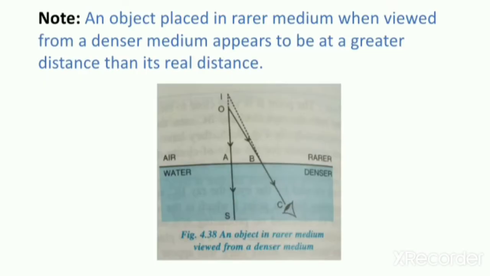Now, I told you that till now we had discussed the cases in which the object is in the denser medium and is viewed from the rarer medium. What if the object is in the rarer medium and is viewed from the denser medium? So think about a fish. Like, a fish is in water. So when the fish sees the humans, will the humans look to her of the same height, or of a different height?